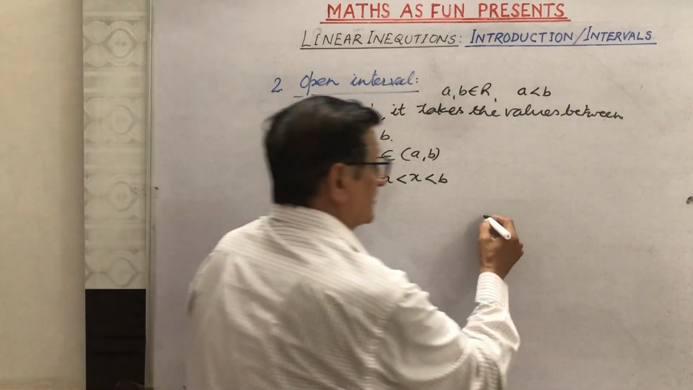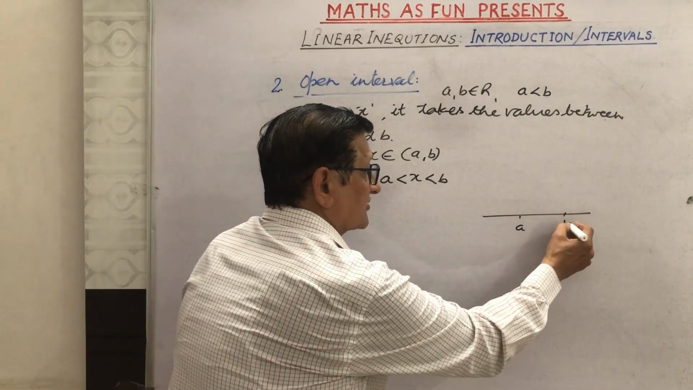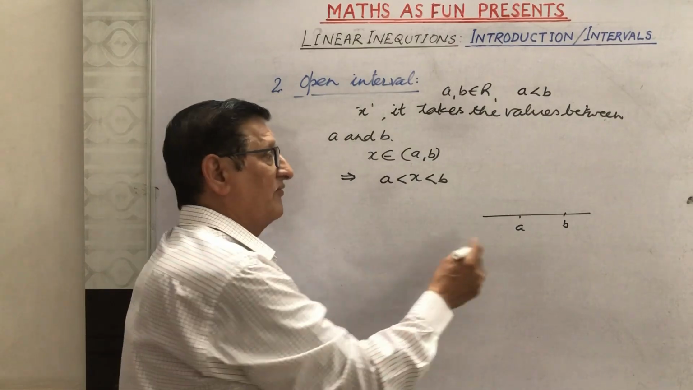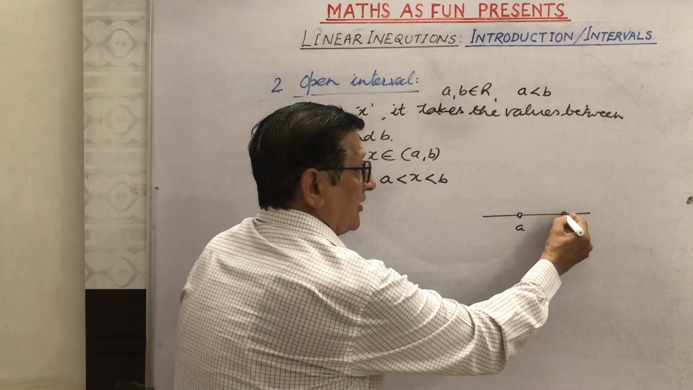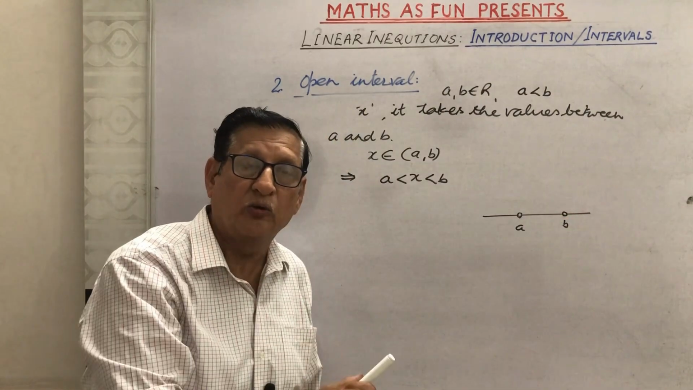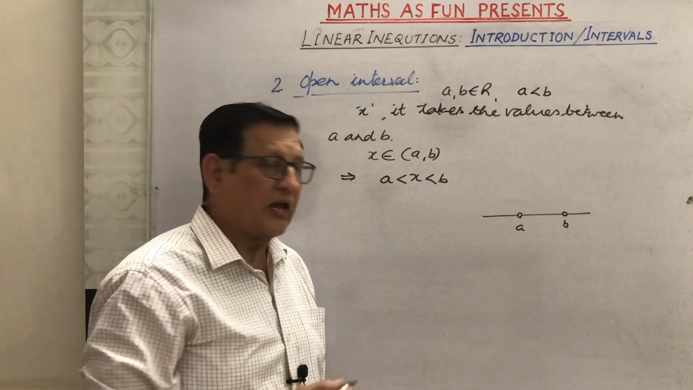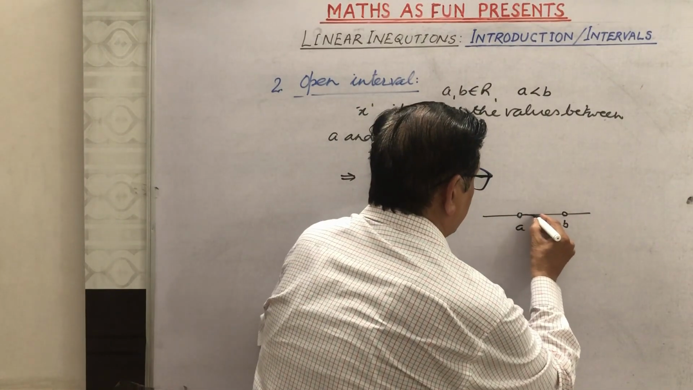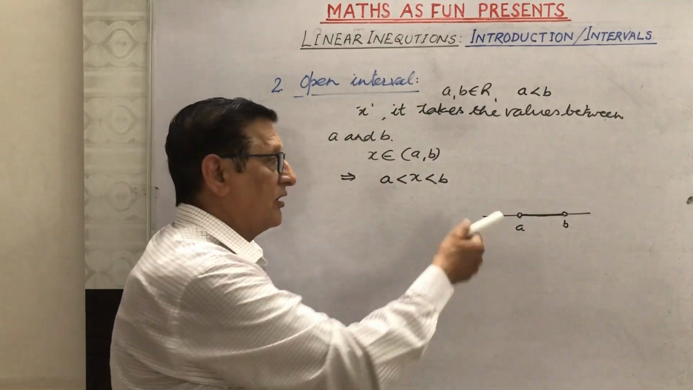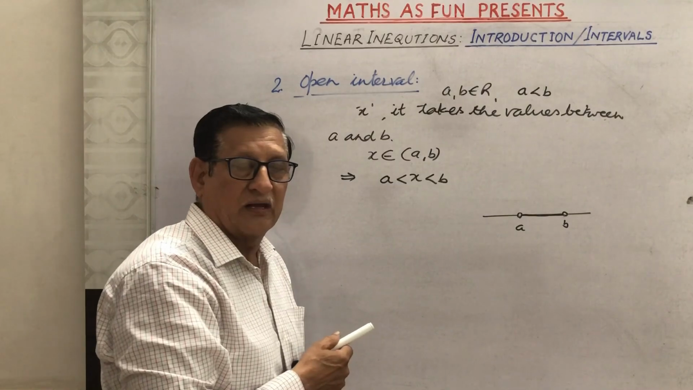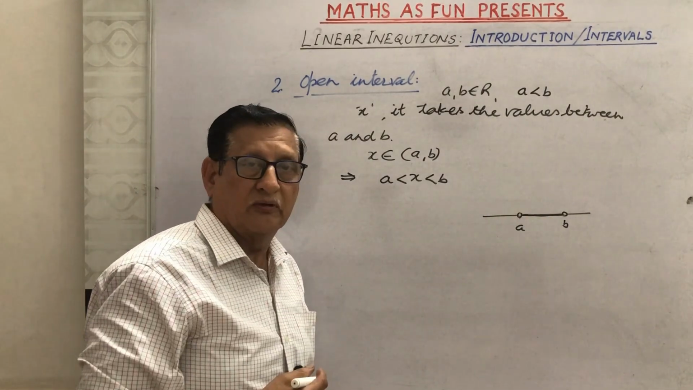Suppose we want to represent it on the number line. a and b are marked like this. But this time we will have the open bubbles here. Why? Because a and b are not included. x is taking all the values between a and b, and we darken the line between a and b. So please remember, for the closed interval we are filling the bubbles, and for the open interval we are leaving the open bubbles.